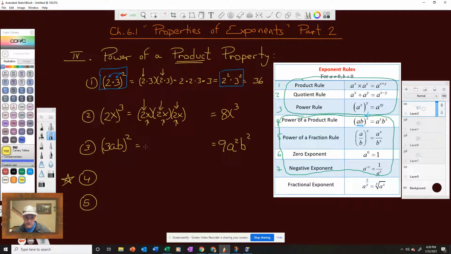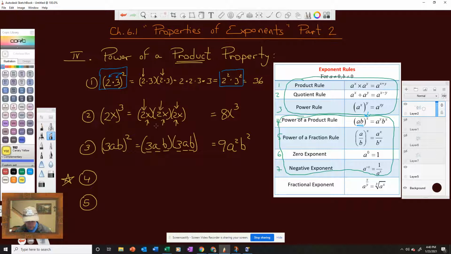Now, if you don't like that, expand it. Check it out. 3ab times 3ab. 3 times 3 is 9, a times a is a squared, b times b is b squared. You can always expand it. You don't need to memorize these rules. You can expand it and figure it out.